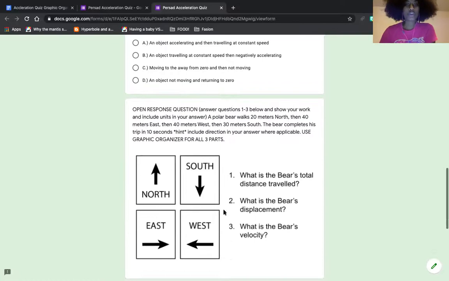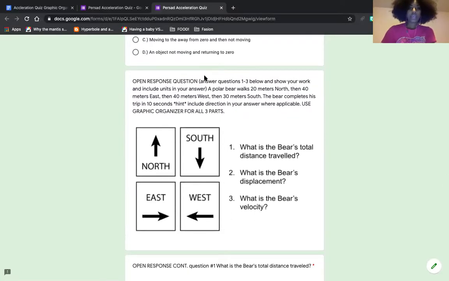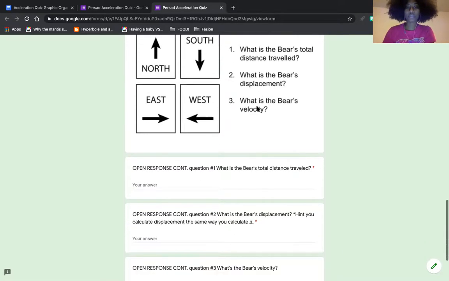And now to go to your open response question. Answer questions 1 through 3 below and show your work and include units in your answer. Here's the question. A polar bear walks 20 meters north, then 40 meters east, then 40 meters west, then 30 meters south. The bear completes his trip in 10 seconds. Hint, include direction in your answer where applicable. Use the graphic organizer for all 3 parts.